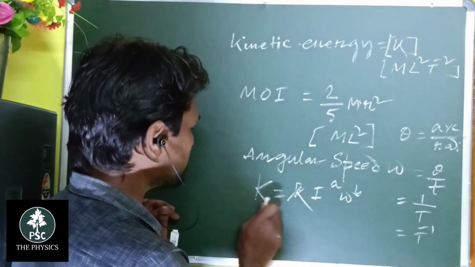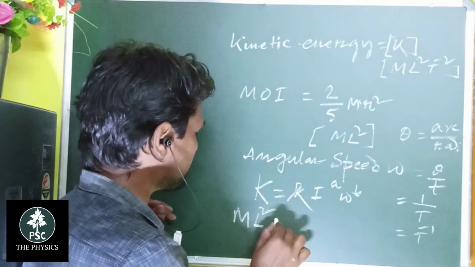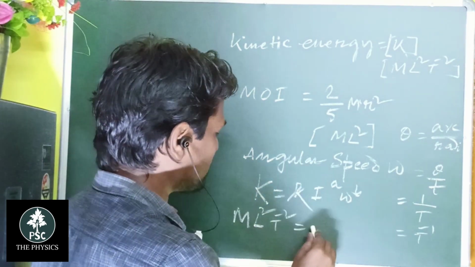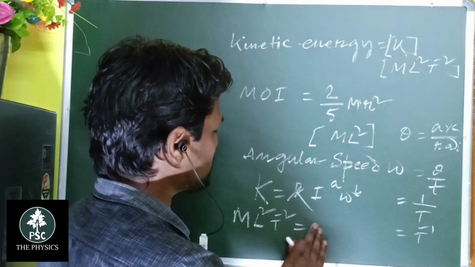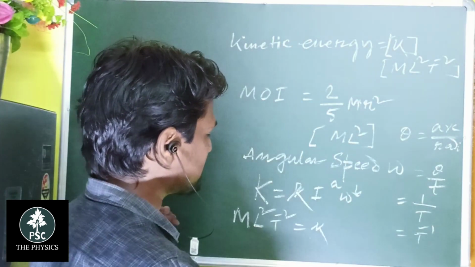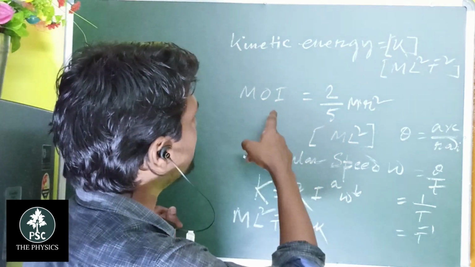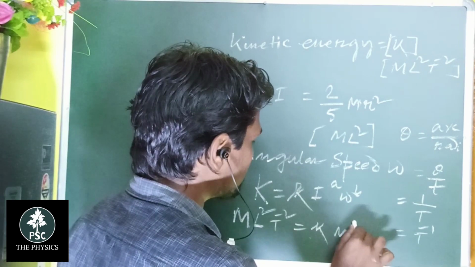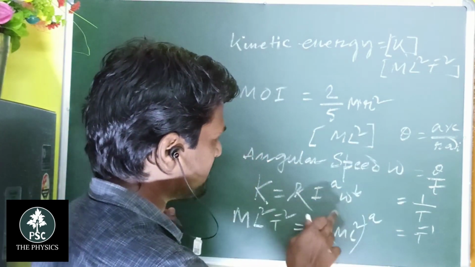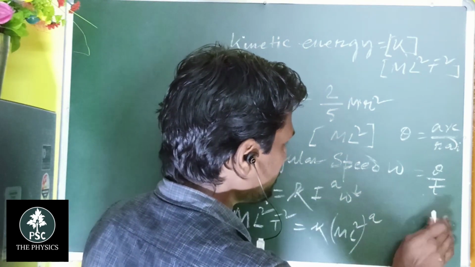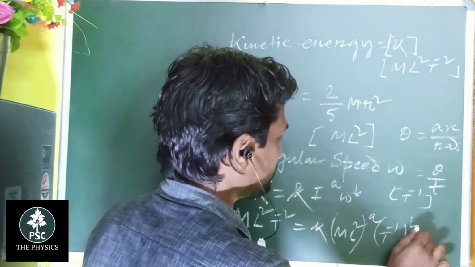First of all, place the dimensions of the related physical quantities. ML^2T^-2 equals kappa, the proportionality constant, which is a dimensionless constant, so its dimension is 1, times I, that is ML^2, whole to the power of a, times omega, that is T^-1, whole to the power of b.